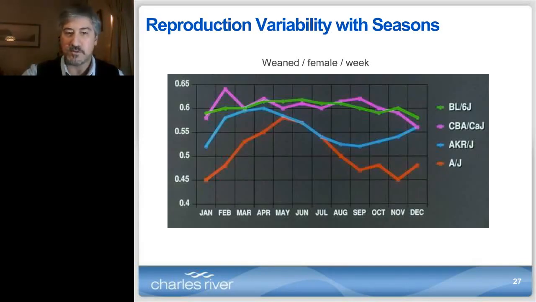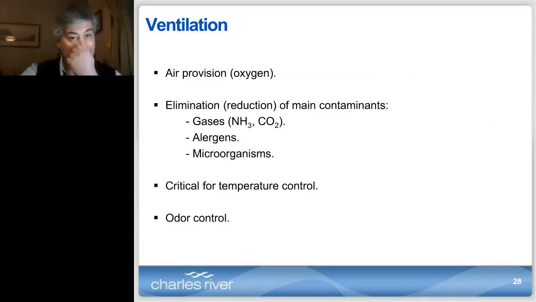And just to finish with these comments about the place where the experiment takes place, I want to bring here the variability in reproduction with seasons. So simply because of the Earth spinning around the sun, we may find differences in reproduction in mice.